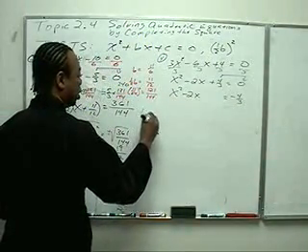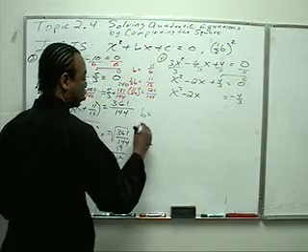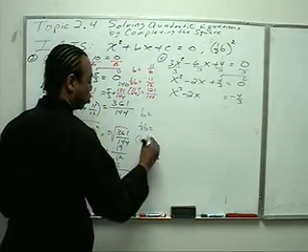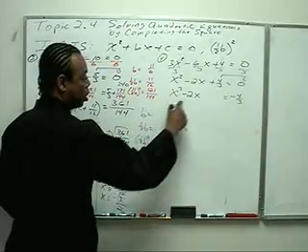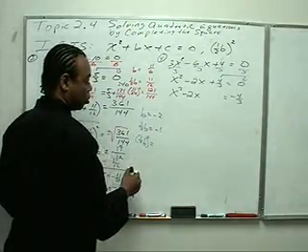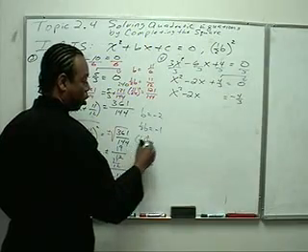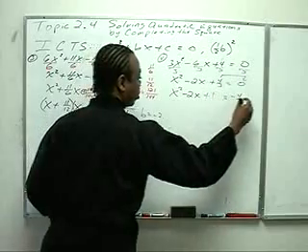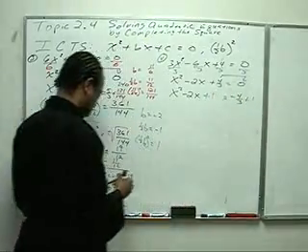What is b? What is half of b? What is half of b squared? B is negative 2. Half of b is negative 1. Negative 1 squared is positive 1. So, plus 1 here and plus 1 there.